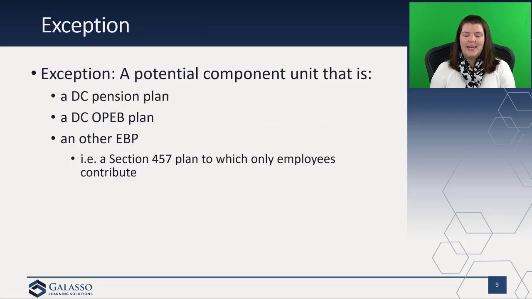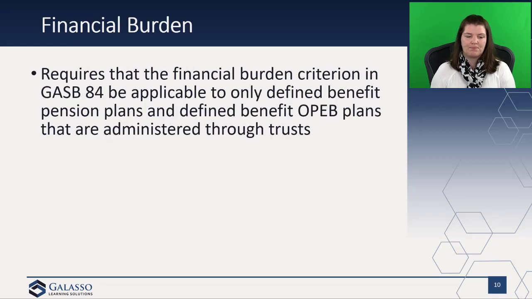What they did, though, is add an exception. And they put a potential component unit that is in a DC plan, whether it's pension or OPEB or another EBP like a Section 457 plan, as an exception to the rule. So they would not in those scenarios. So they kind of carved them out to go back to the treatment that we had before. Not because they thought the new treatment was bad. They just felt that based on the complexity and the cost element of it, the benefits did not outweigh the cost based on the information they received.